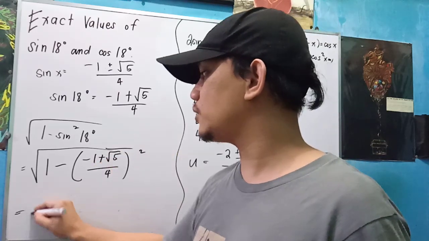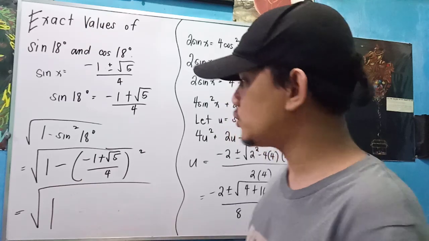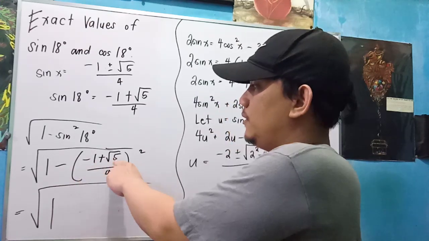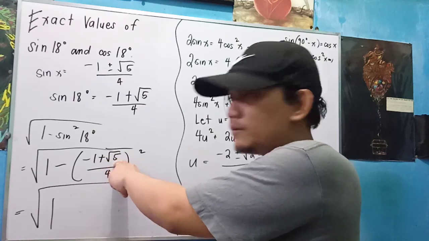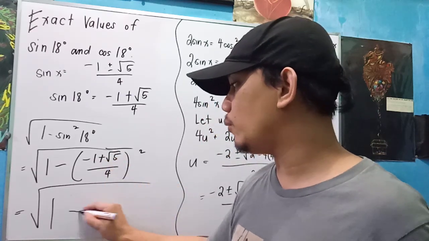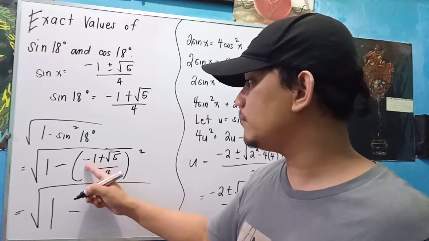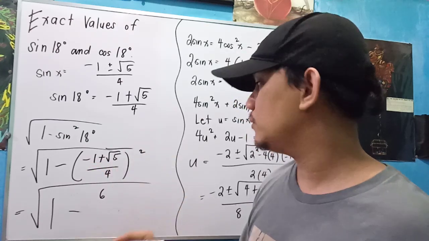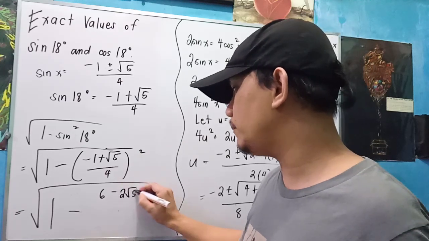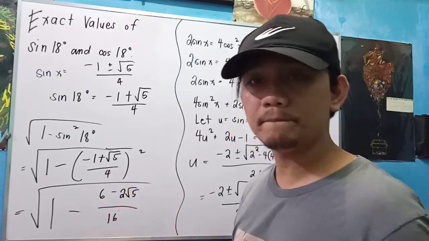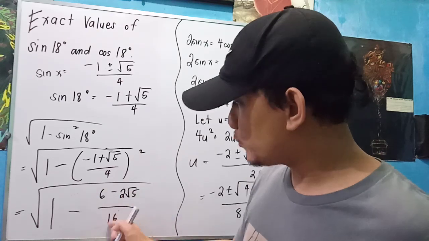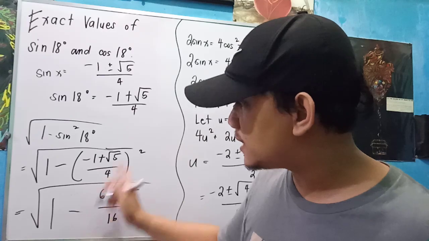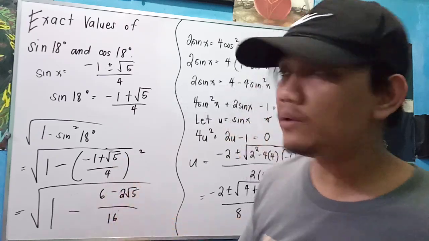Kapag sinimplify natin to, ang lalabas ay 1. Square natin to, negative 1 squared. That is positive 1. Square root ng 5, pag in-square, positive 5. So, that will be 6, mga lodi. Diba? 1 minus 6. Negative 1 times square root of 5. That is negative square root of 5 times 2. That is negative 2 square root of 5 all over 16. Kasi 4 squared. Tapos, i-cross multiply natin 16 times 1. Ano mangyayari? That's 16 minus 6. That's 10. Negative, negative. That will be positive.